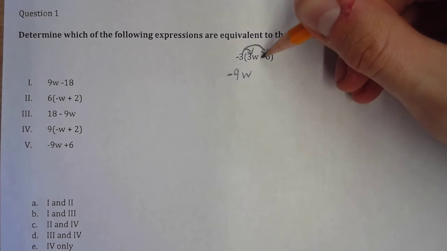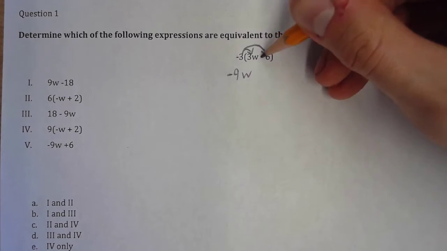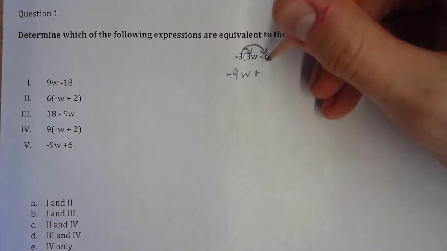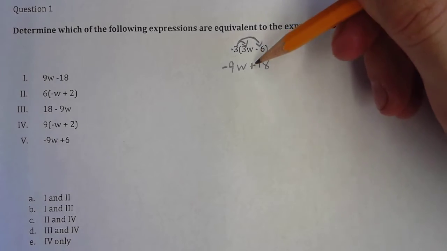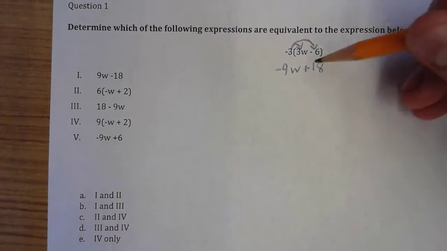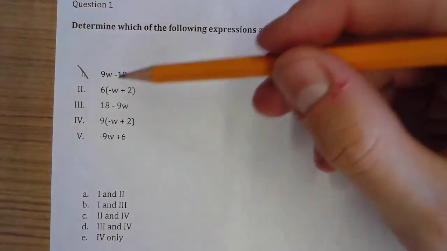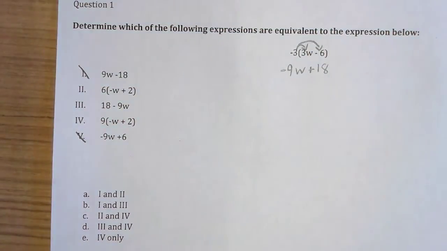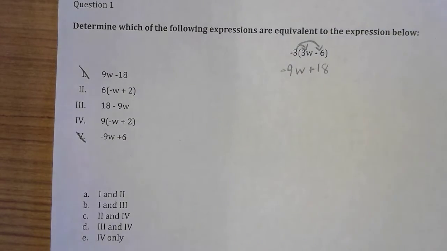And then we have a negative 3 times a negative 6. Keep in mind that this negative is also here. We have 2 negatives, so we know that is going to be a positive. 3 times 6 is going to be 18. So, negative 9w plus 18, we already know right off the bat that this is different than answer choice number 1. We know that this is going to be different than answer choice number 5. We know that that is not going to work because the math shows us that we are not going to get a positive 9 here and we're not going to get a positive 6 here.